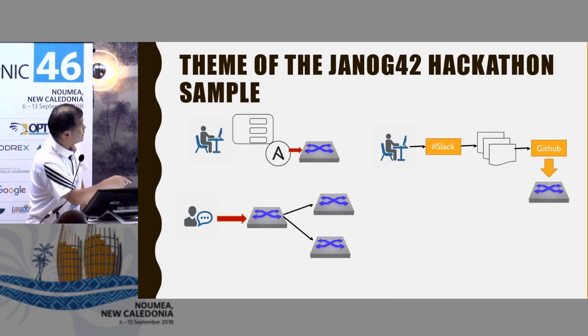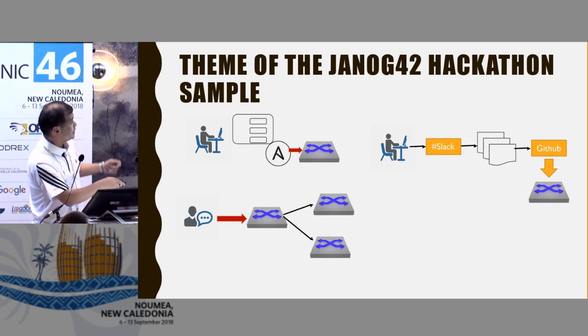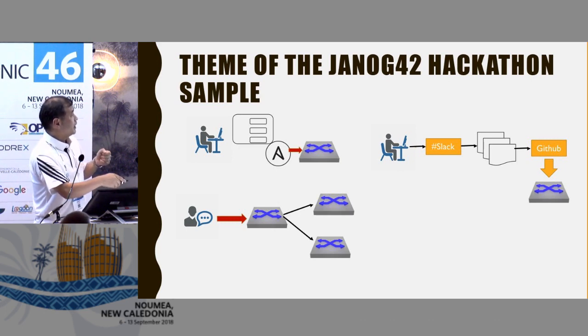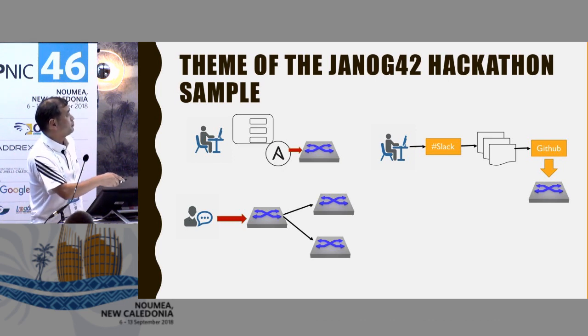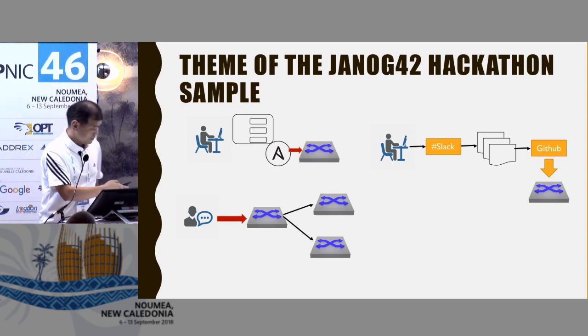This is Slack. Some operator chats to the bot on Slack. Then Slack creates a configuration from the template, and at the same time, Slack makes a pull request to GitHub. GitHub checks the configuration, and also GitHub creates the configuration by NAPALM. NAPALM creates the configuration on the devices. This is a sample from this event.